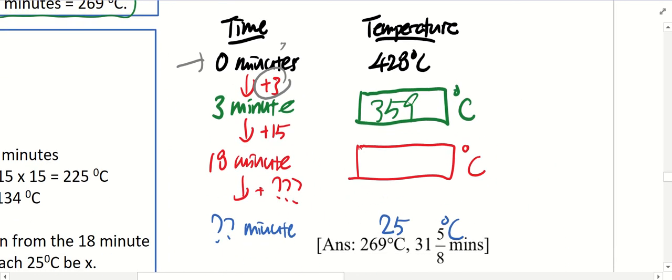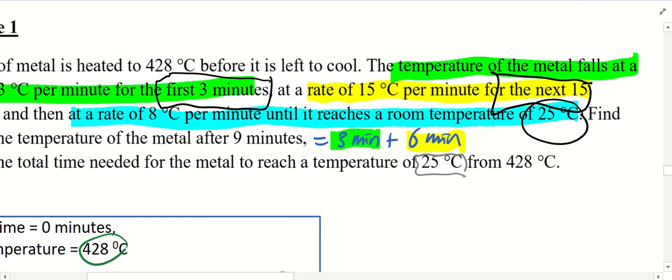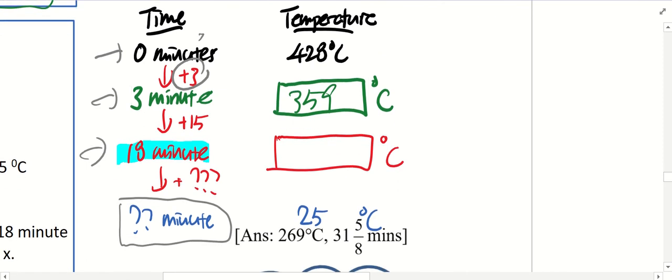And we are asked eventually, what is the time such that the temperature is now 25 degrees Celsius? We must remember that there is another rate in the question, that is the blue highlighted one. From 18 minutes onwards, it is 8 degrees Celsius per minute. So now we have three different parts to deal with: 0 to 3 minutes, 3 minutes to 18, and 18 minutes to unknown timing. So we have to do three different parts.